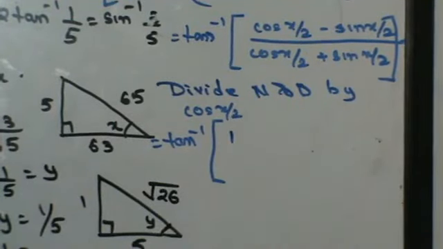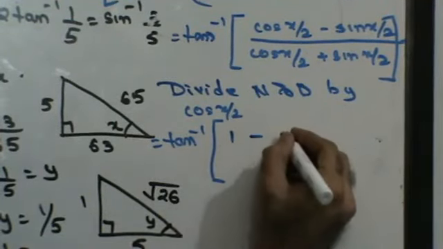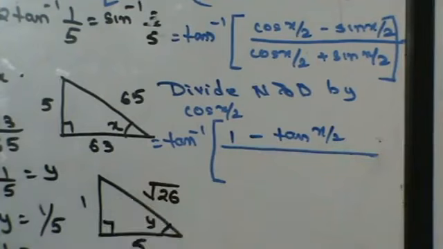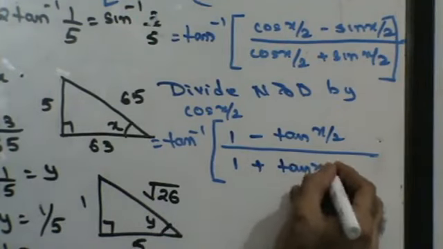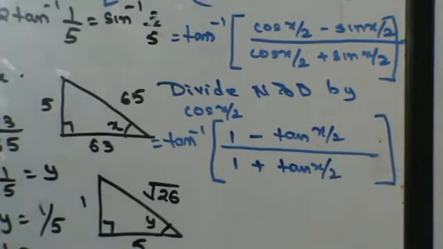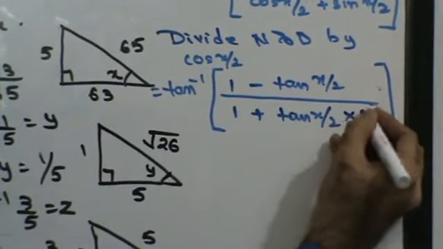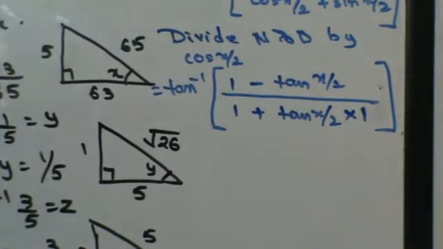which can be written as 1. Sin x by 2 upon cos x by 2 can be written as tan x by 2. Sin upon cos is tan. Cos x by 2 upon cos x by 2 can be written as 1. Sin x by 2 upon cos x by 2 can be written as tan x by 2. I have divided every term in that fraction by cos x by 2. Now please observe carefully. Tan x by 2 can be written as tan x by 2 into 1. Whether I write tan x by 2 or tan x by 2 into 1, it's the same thing.